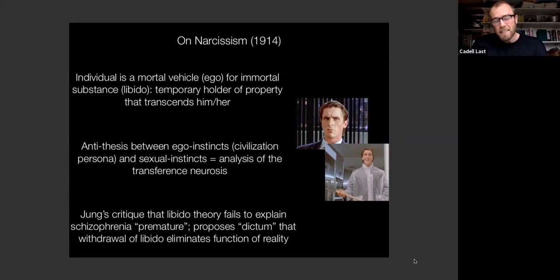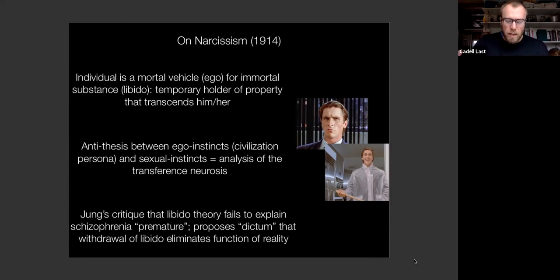human being, as a psychologically self-reflexive awareness of this, develops neuroses. Especially in civilization. So he says the antithesis between ego instincts or civilization persona and sexual instincts is really the split that's observed in the analysis of transference neuroses. Now he gets into the Jungian critique of libido theory.